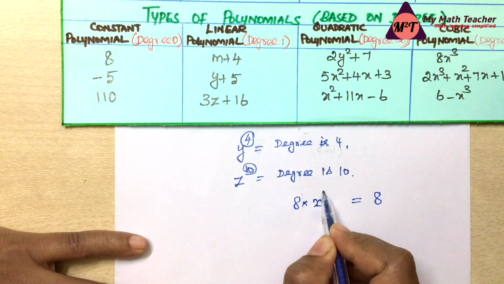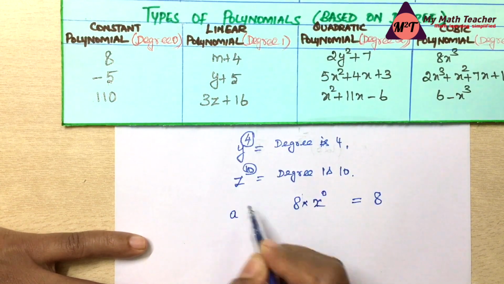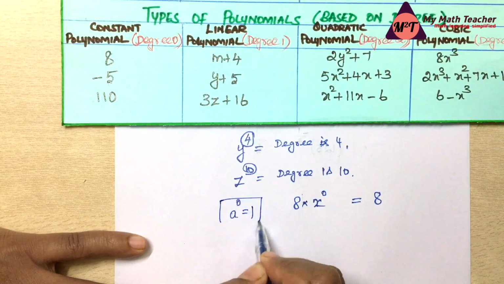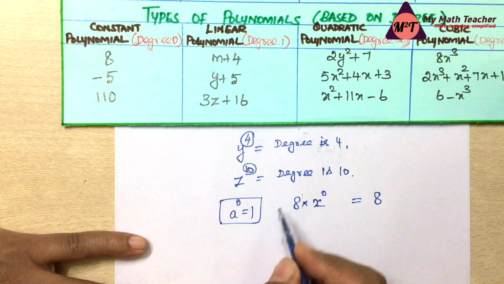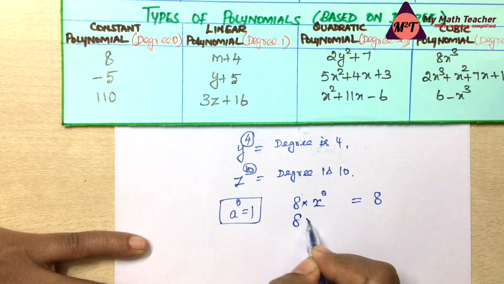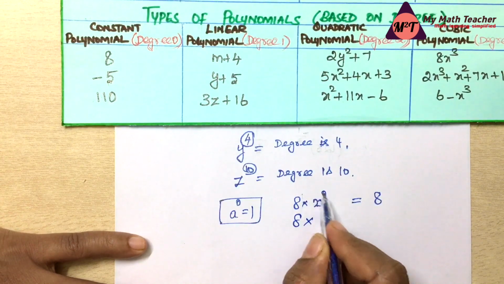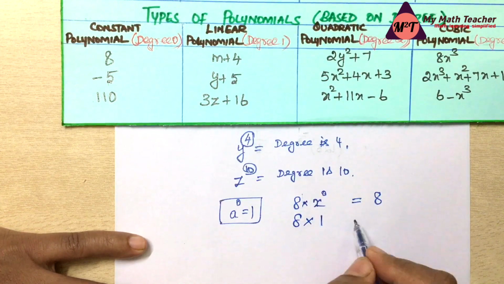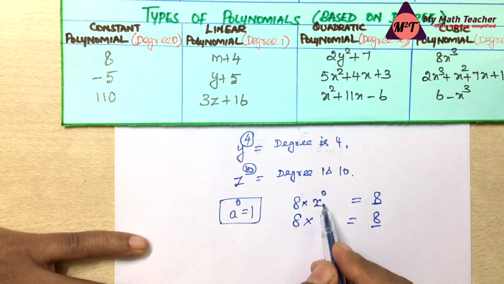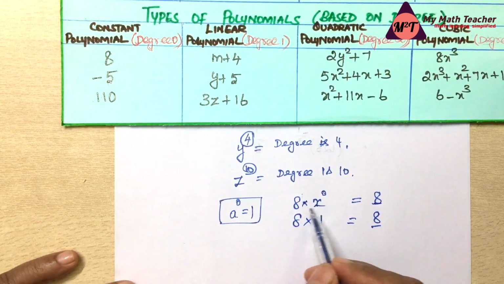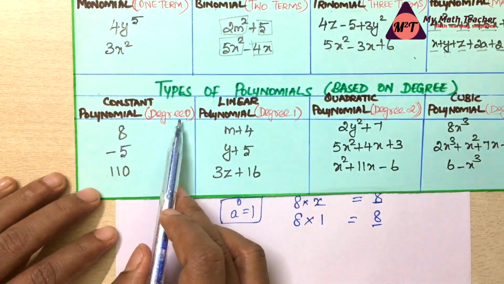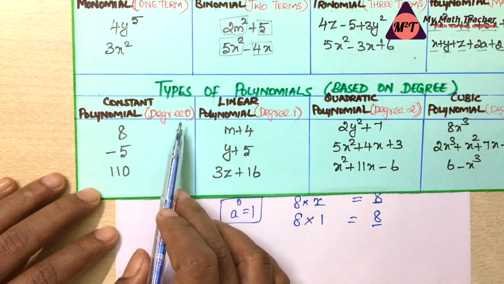If it is 0 here, we know that any number to the power 0 is equal to 1. This is what we learned in laws of exponents. Now, if I apply 0, what happens here? 8 into 1. Any number to the power 0 is 1. 8 into 1 is 8. Can you understand? Now, what is the degree of this constant? The degree of the constant is 0. As you can see, for any constant, the degree is always 0.